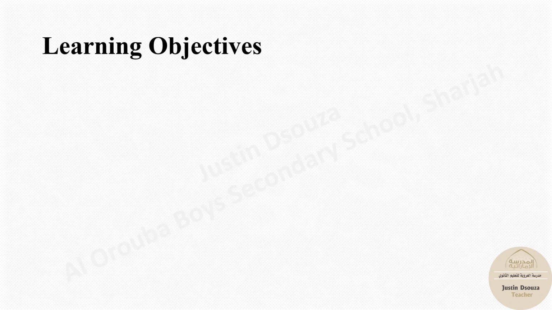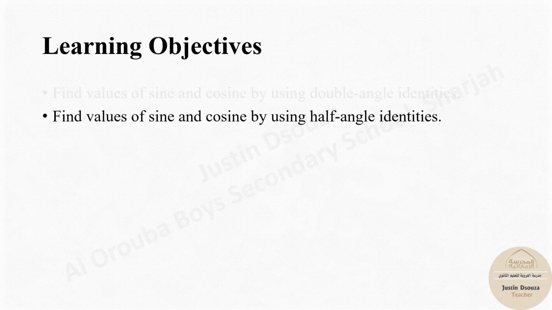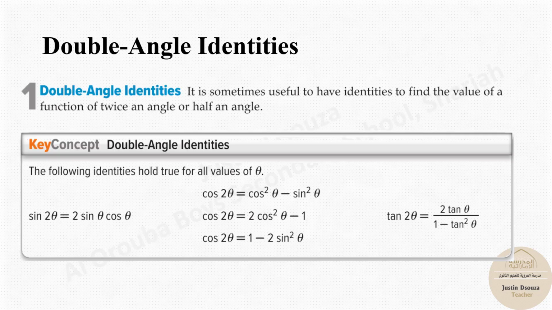The learning objectives of this lesson are to find values of sine and cosine using double angle identities and to find values of sine and cosine using half angle identities. For the double angle identities, there is a certain set of formulas over here. We need to remember these. These are already proven formulas.